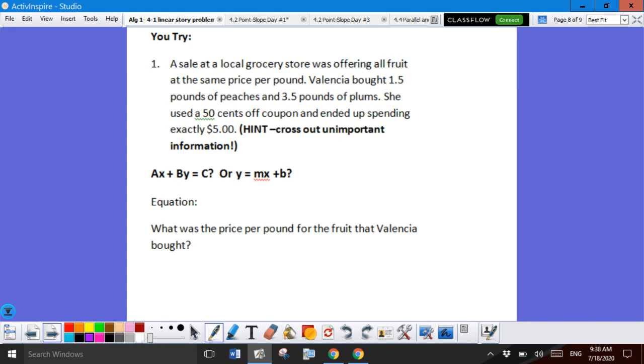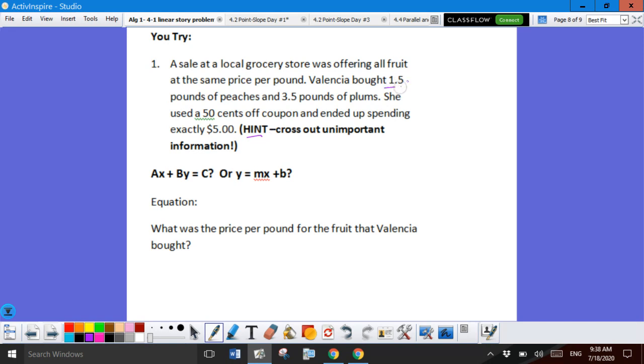So a sale at a local grocery store was offering all fruit at the same price per pound. Valencia bought 1.5 pounds of peaches and 3.5 pounds of plums. She used a 50 cent off coupon and ended up spending exactly $5. So there's a hint here and it says cross out unimportant information.